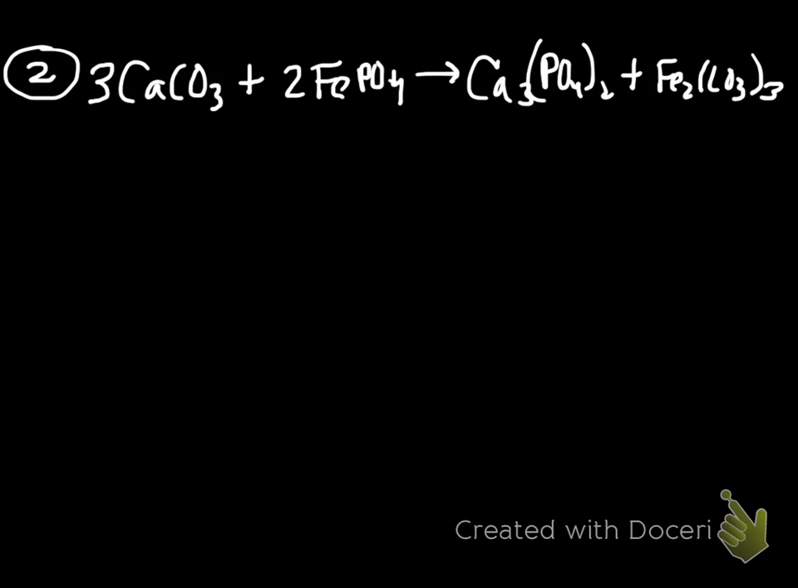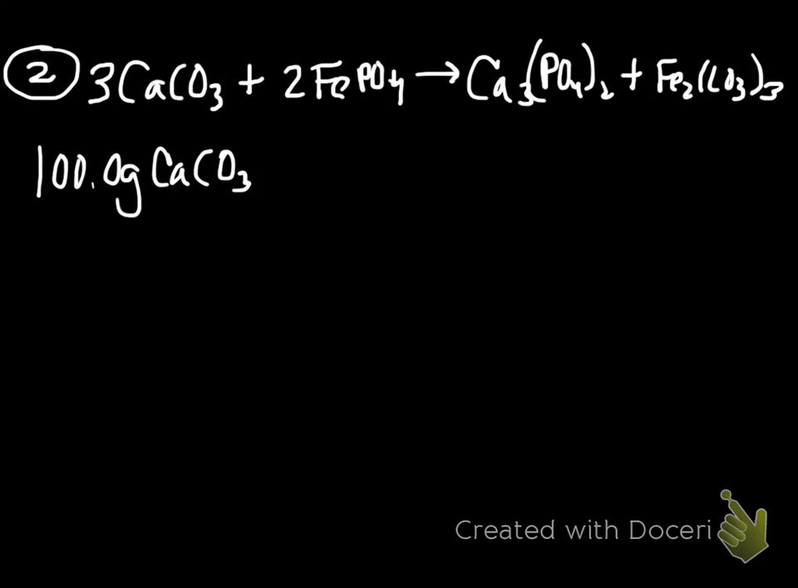Problem. We've got calcium carbonate and iron 3 phosphate reacting. We're given 100 grams of calcium carbonate and 45 grams of iron 3 phosphate. Which is limiting? What mass of the excess is left over? So I'm sure that a lot of you started with your 100.0 grams of calcium carbonate. Yes? Okay, it's the first thing.